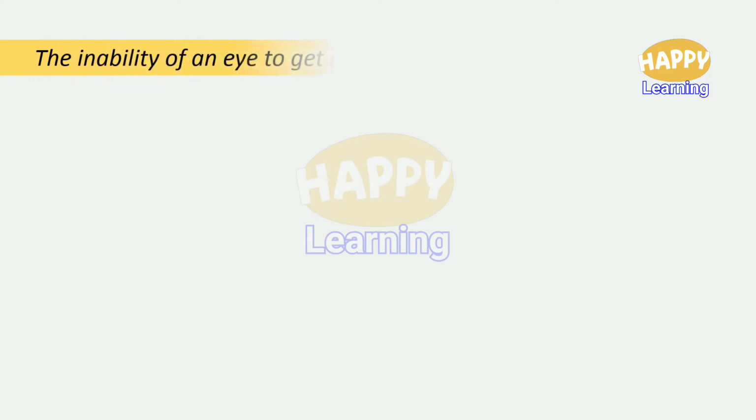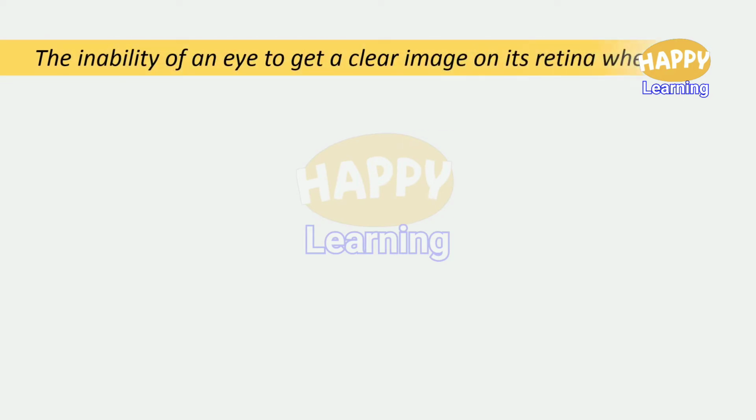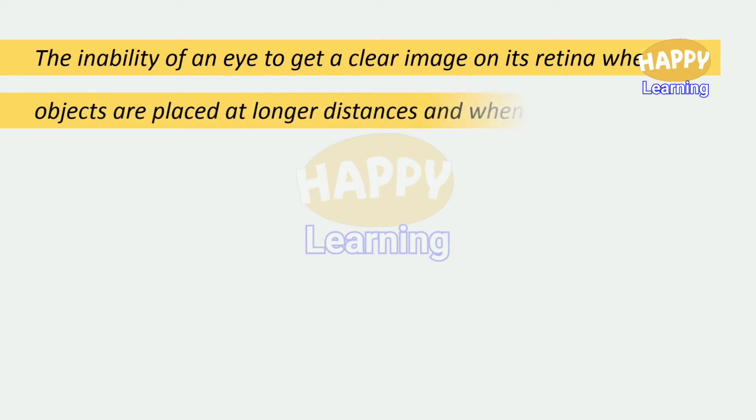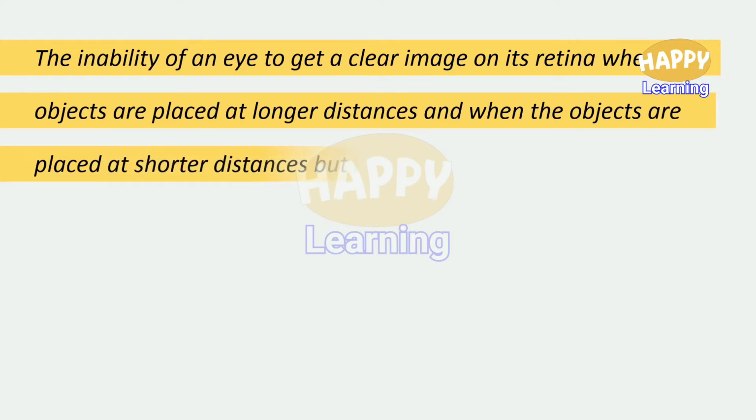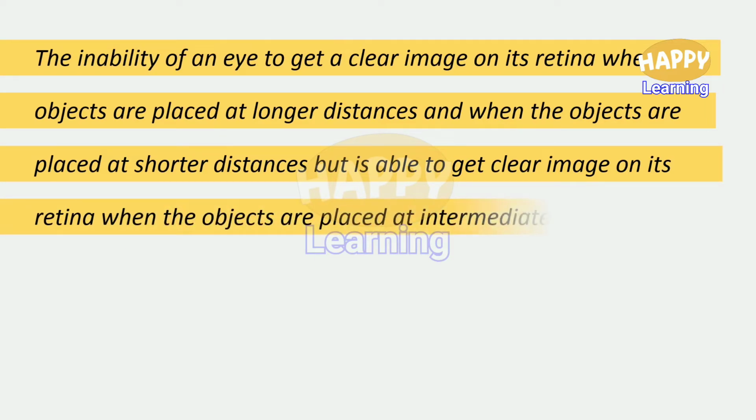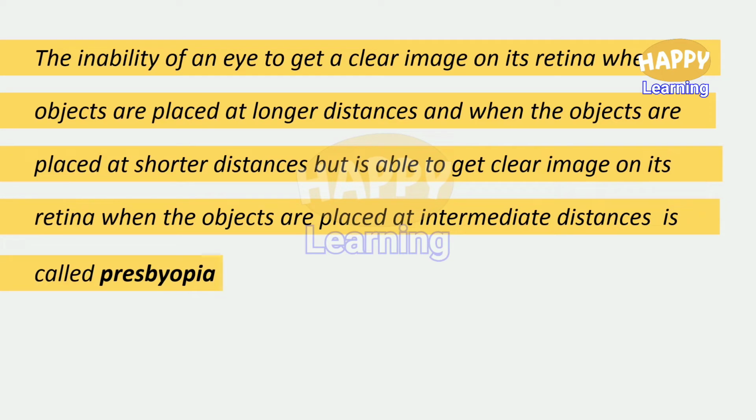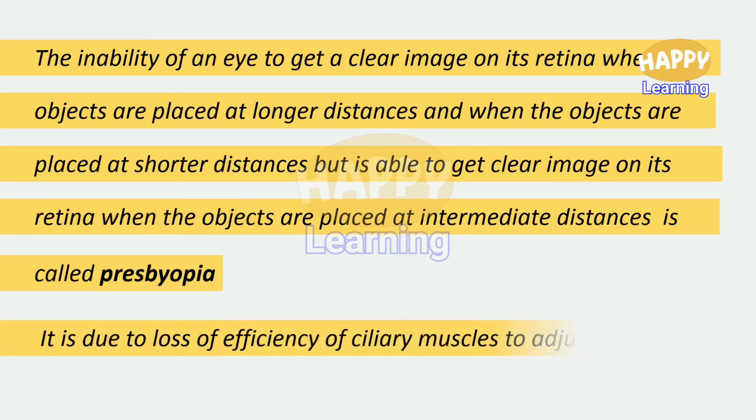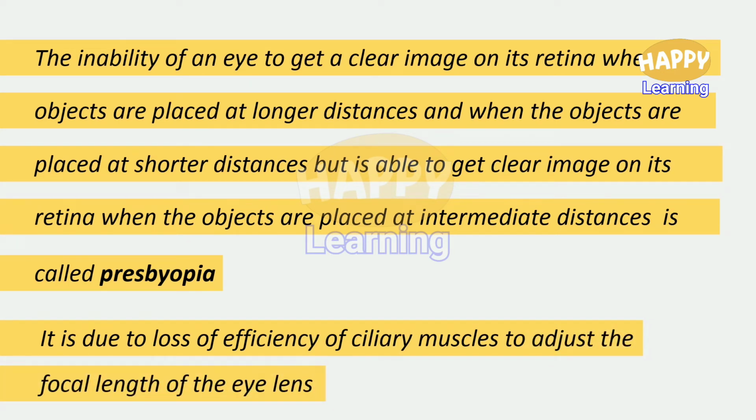The inability of an eye to get a clear image on its retina when the objects are placed at longer distances and also when the objects are placed at shorter distances, but is able to get a clear image on its retina when the objects are placed at intermediate distances, is called presbyopia. It is due to loss of efficiency of ciliary muscles to adjust the focal length of the eye lens.